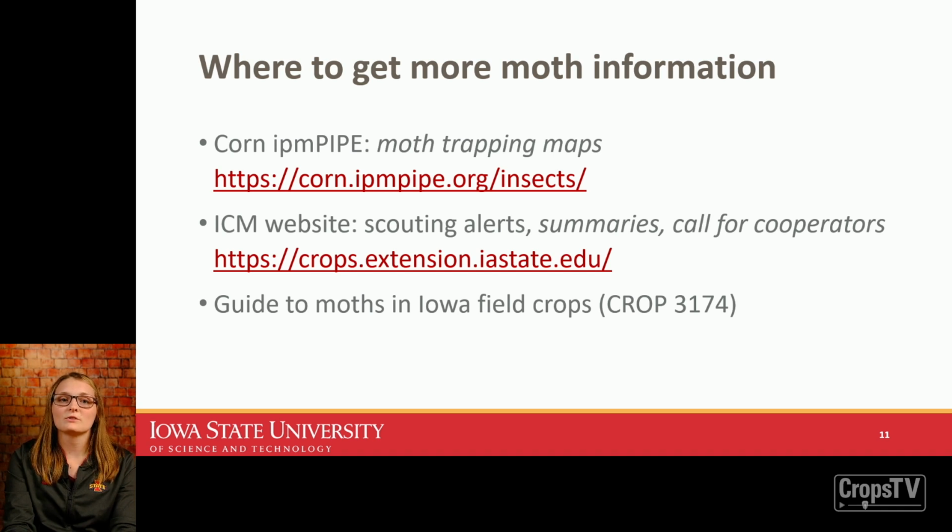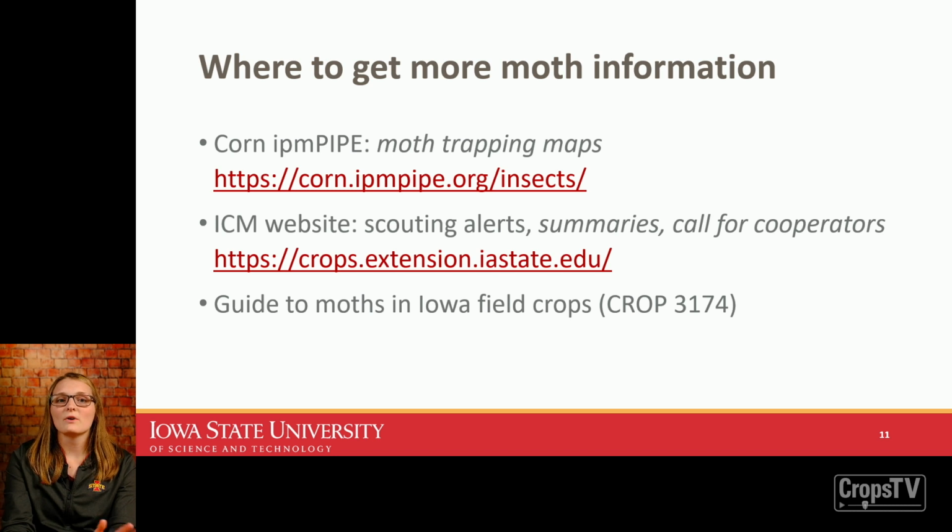So here are just a few resources you can use to get more moth information. Hopefully you're able to pause this video and write these down or screenshot it or something like that. But you could go to that corn IPM pipe to get moth trapping maps. That may be especially important for people who are in the kind of outlying counties of Iowa where you're near one of those other states that has a trapping network. You can also go to the ICM website to get scouting alerts, summaries, and each spring we will put out our call for cooperators for the moth trapping network.